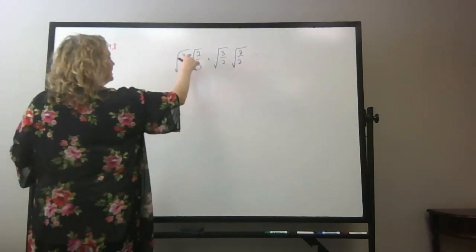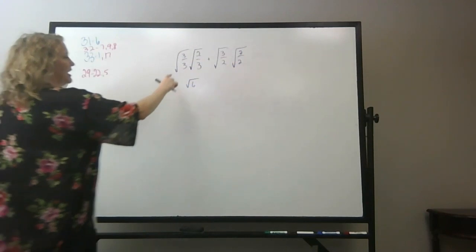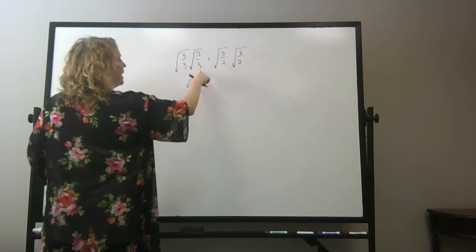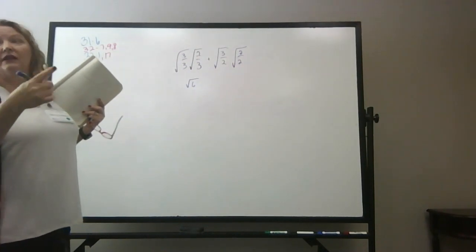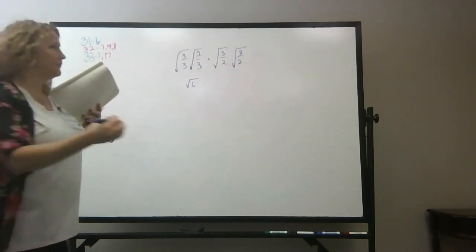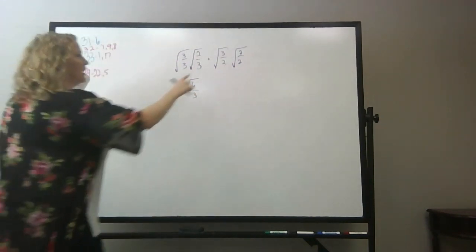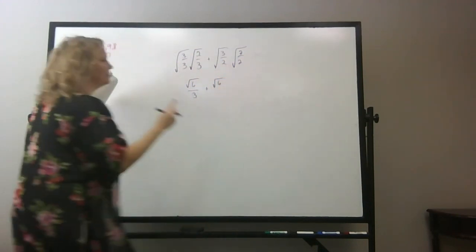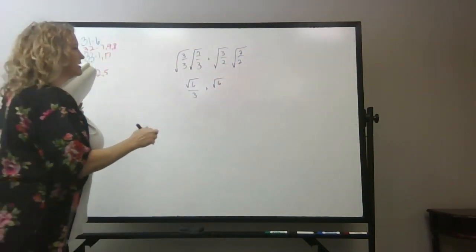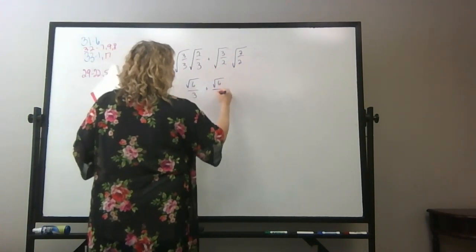All right, the 3 times the 2 is going to be the square root of 6. But when I get the square root of 3 times the square root of 3, I think about the fact that's the square root of 9, right? And the square root of 9 is 3. So now I have a denominator that's just the 3. Up here, I get the square root of 6 in the top. The 3 times the 2 is the square root of 6. But the 2 times 2 is 4, and the square root of 4 is 2.